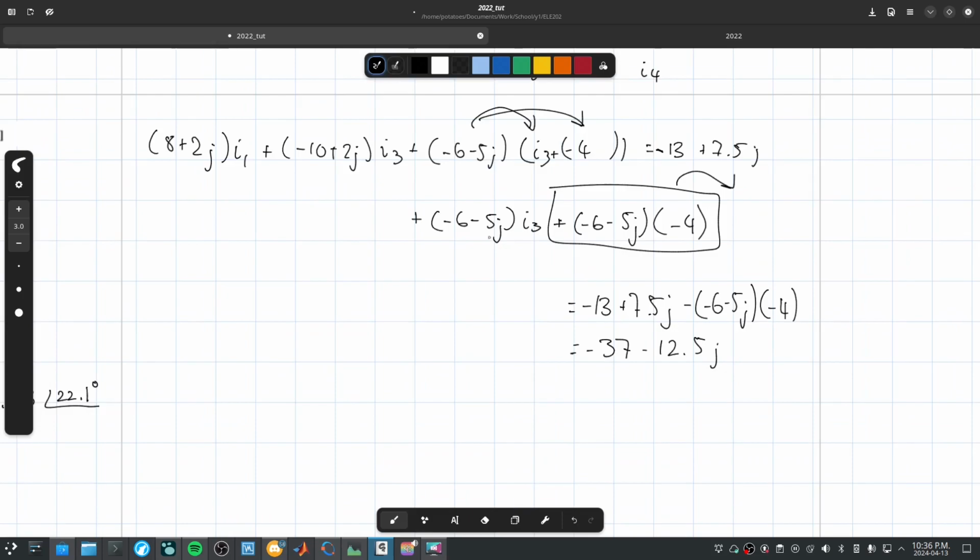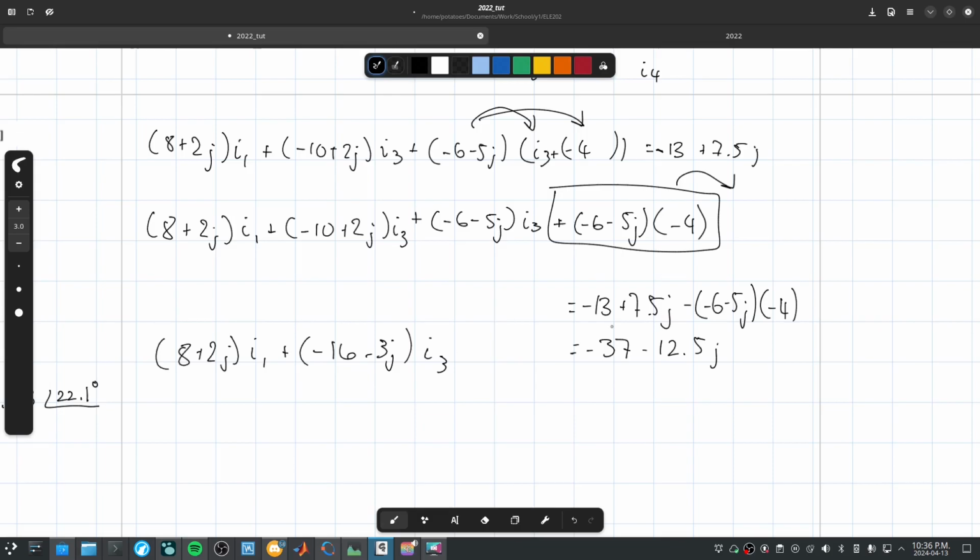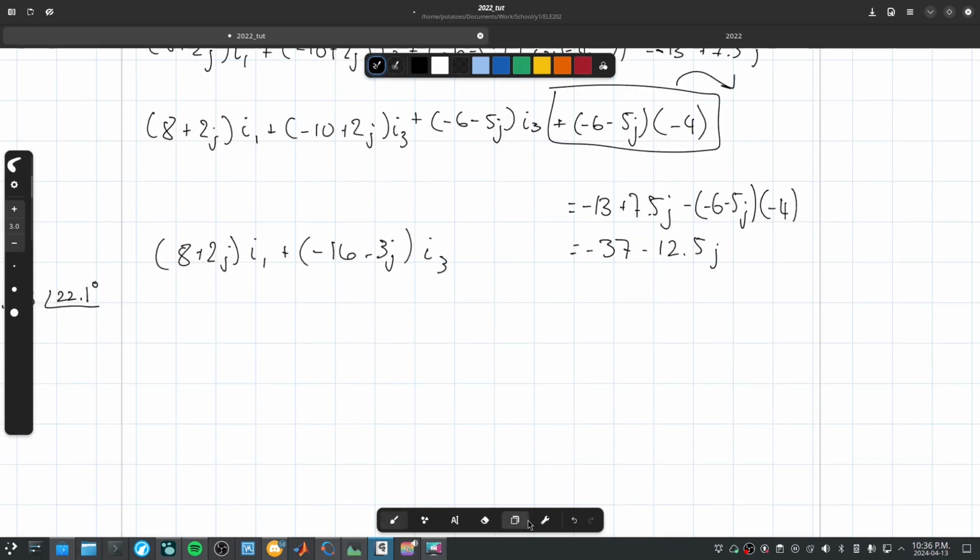So now we can collect these terms. So let me just write that out. -10 plus 2j I3. You can collect these two. So that's 8 plus 2j I1 plus that's -16 minus 3j. I'm just going to put that in just to make extra sure because that's how paranoid I am. I don't trust my mental math. I mean, my mental math wasn't good in the first place, but you know. Yeah, that's correct. I3 is equal to that. So now we have the simplified equations for both of these. Let's just copy this over.